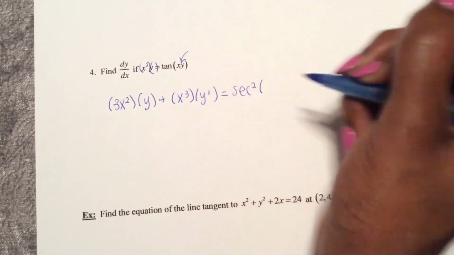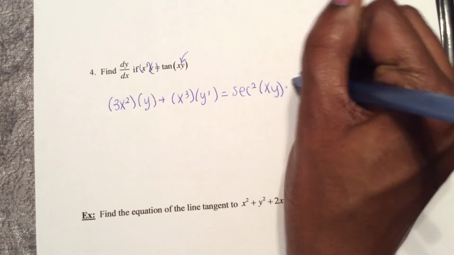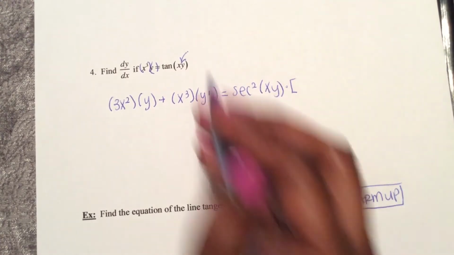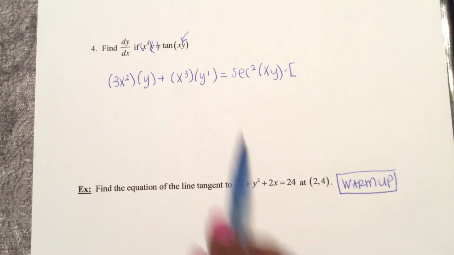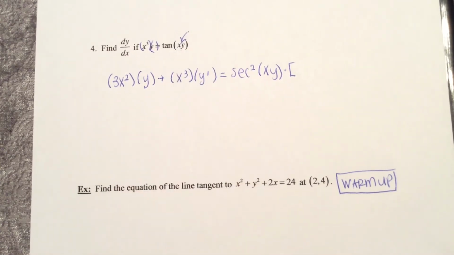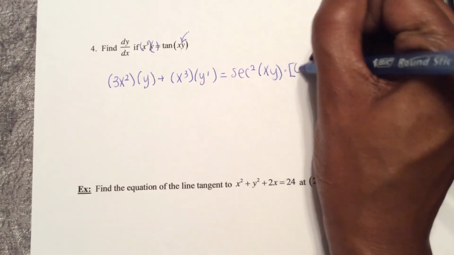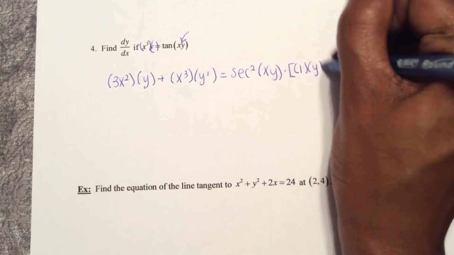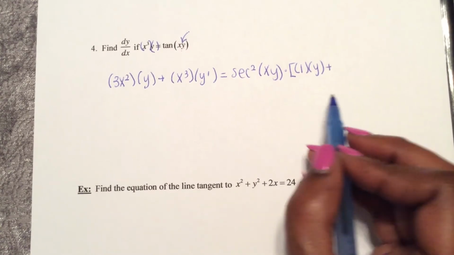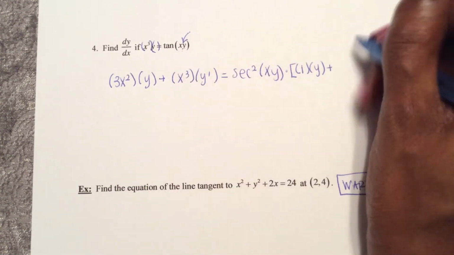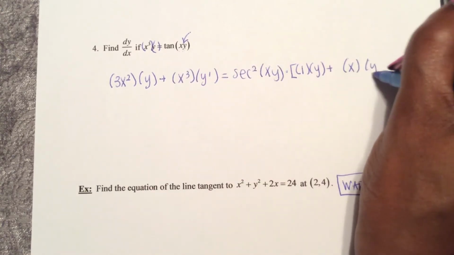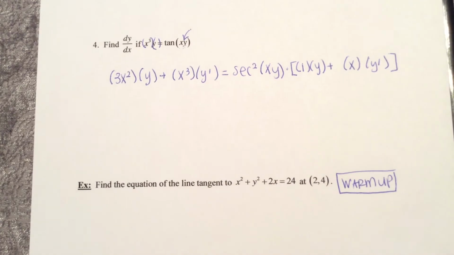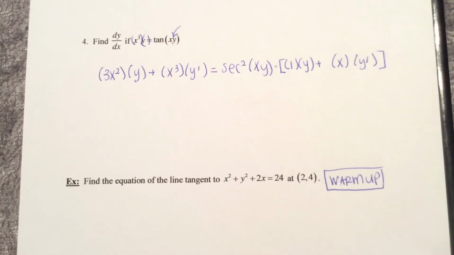That is secant squared of whatever's inside it, multiplied by the chain rule, which within it is a product rule. Well, what's the derivative of x with respect to x? It's 1 multiplied by y, adding x multiplied by the derivative of y with respect to x, which is y prime. So now that I've taken the derivative, I need to isolate y prime.